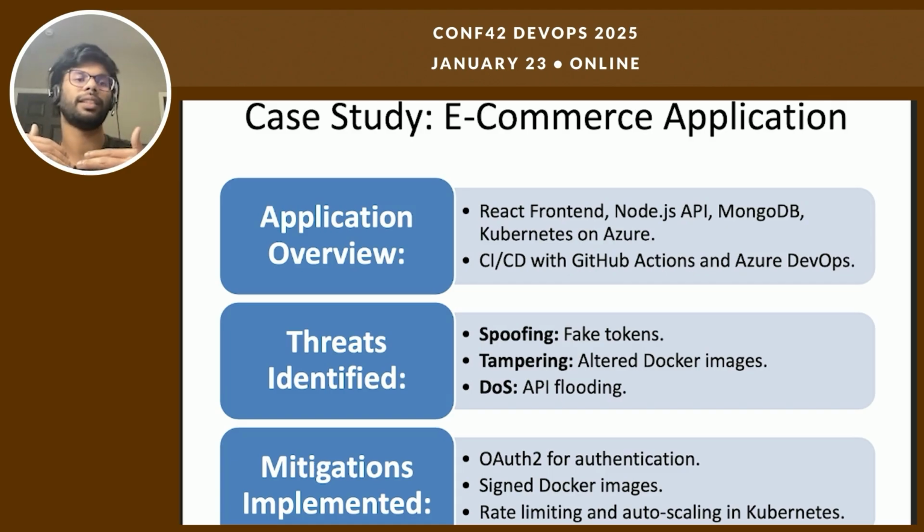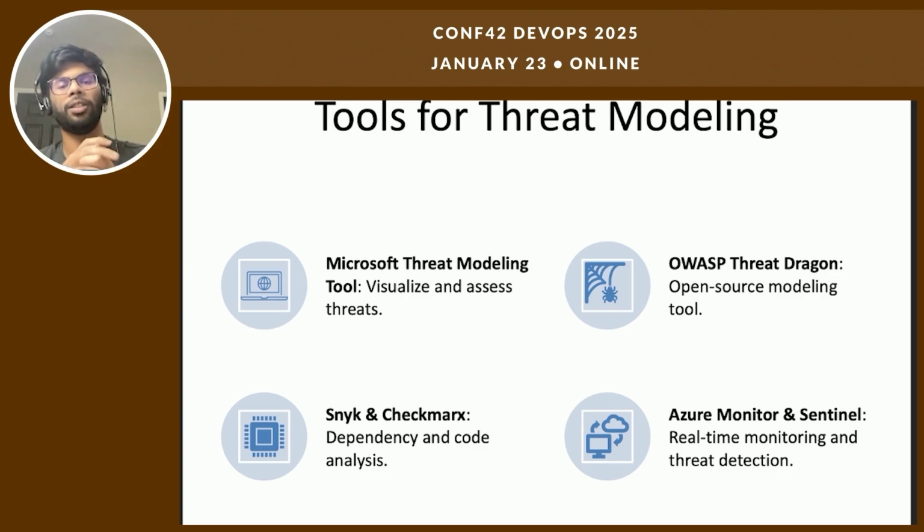Then the third thing is DoS. Because it's a full stack web application and it's open to the internet, there's a possibility of API flooding and DDoS attacks. So we need to think about mitigations for this potential threat. Are we having rate limiting, throttling, auto scaling available inside our system? If not, we have to implement that. So using this example, we have walked through how to identify the threats and how we talk about mitigations. Now let's talk about what are the tools for threat modeling.